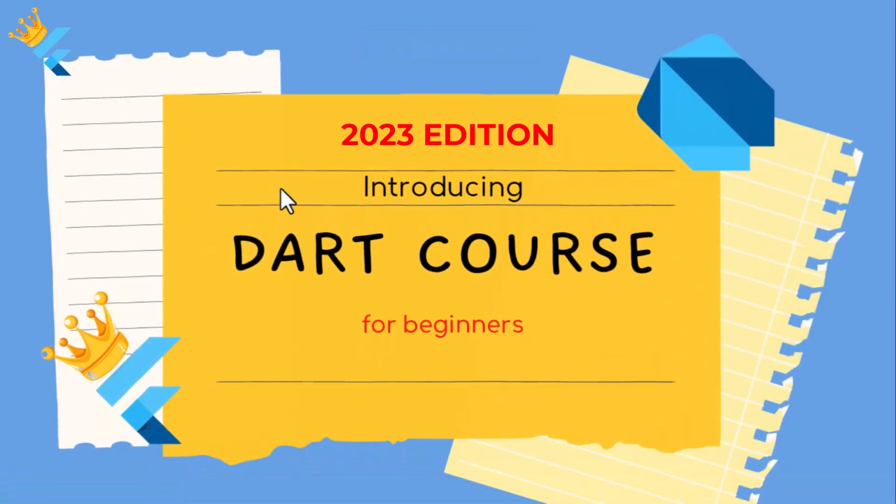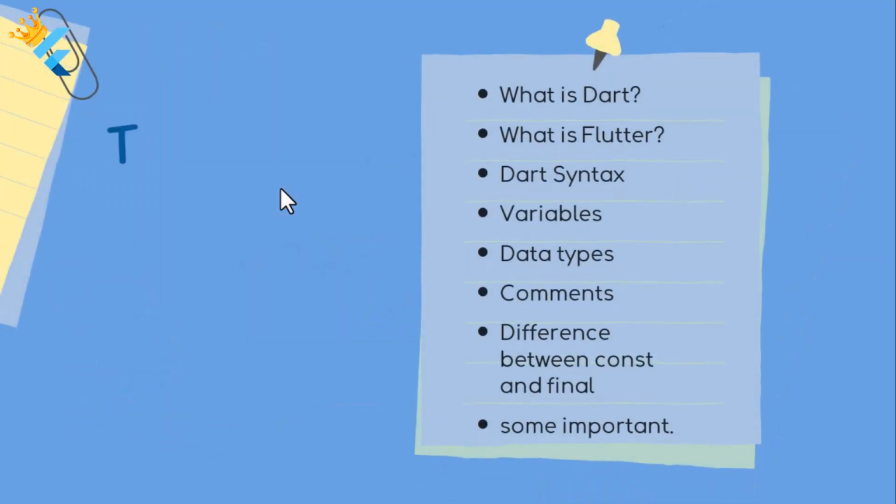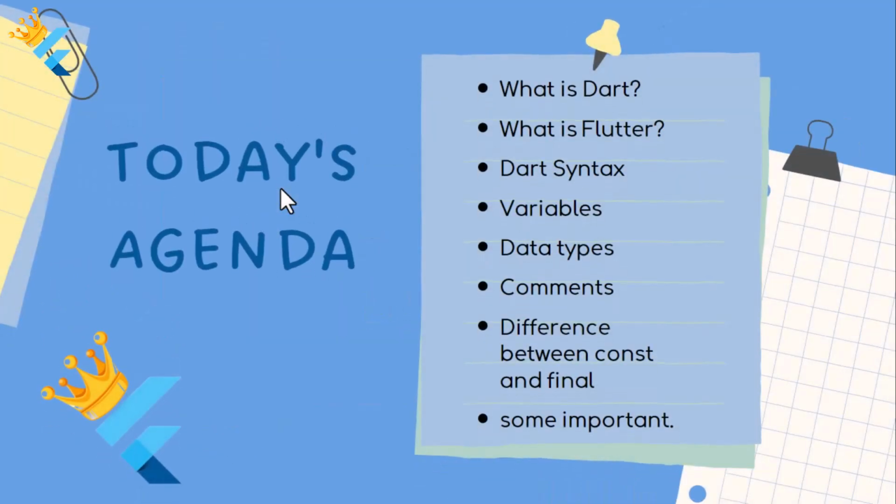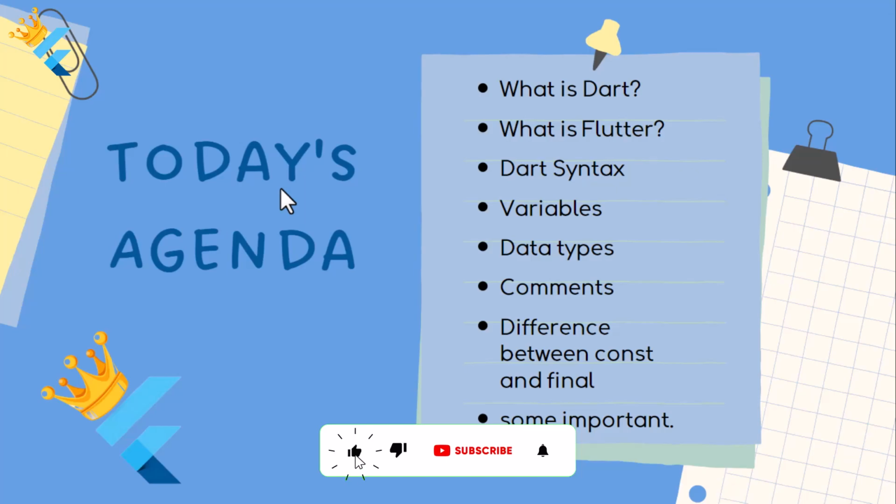I'm excited to kick off the Dart series 2023 edition. In this video, we are going to dive into the basics of the Dart programming language. We'll start by looking at what is Dart, what is Flutter, and then we explore the syntax and structure of the programming language: variables, data types, comments, keywords, the difference between const and final, and lastly, some important features. So grab your code editor and let's get started on your journey with Dart and Flutter.